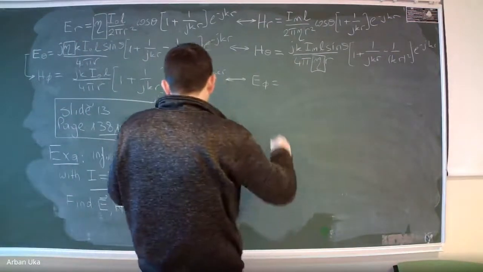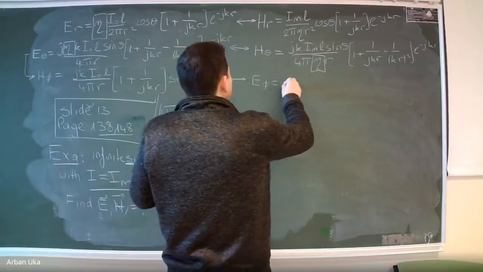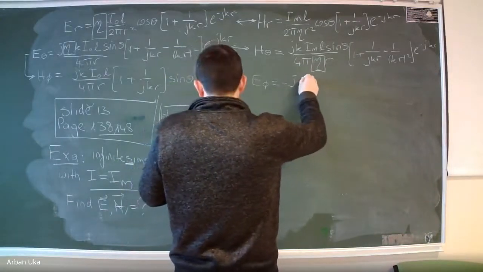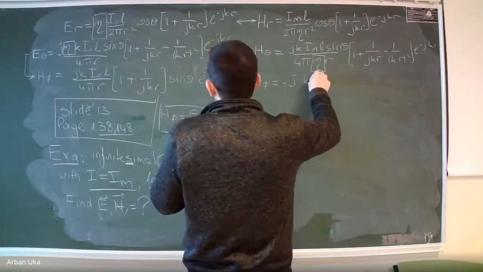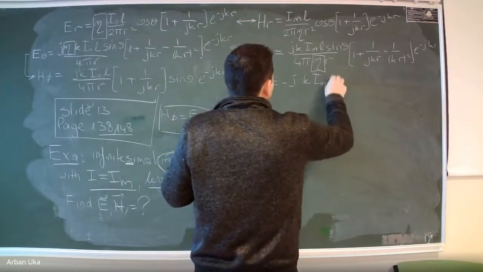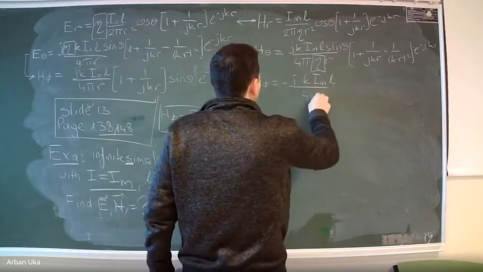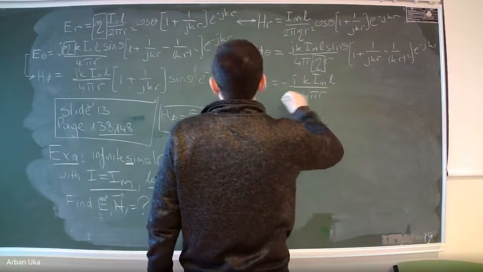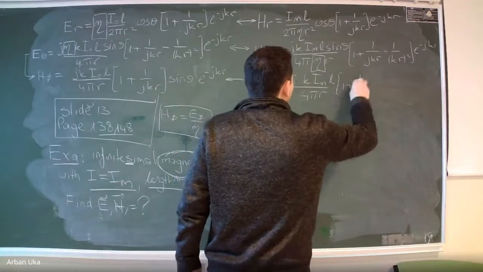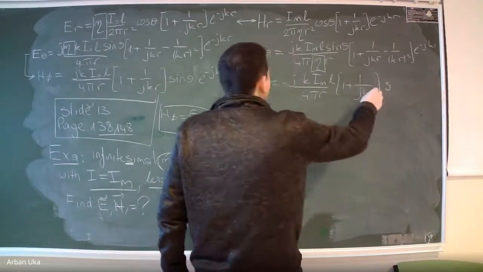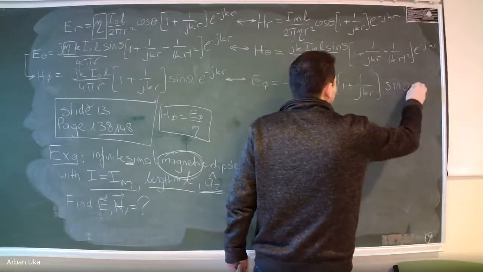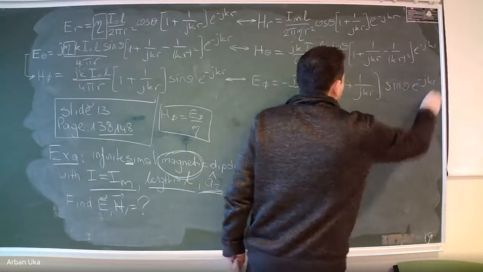And again, what we get here for the E phi will be equal to minus jk IM L divided by 4 pi r, the same curve, sine theta. Okay.